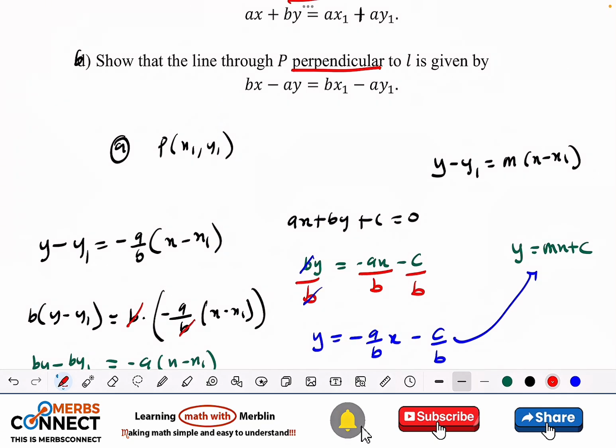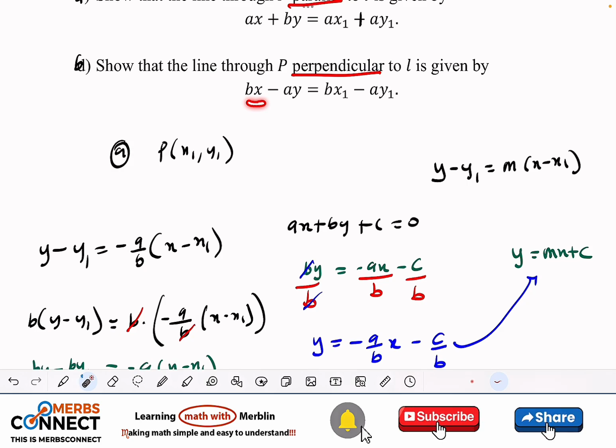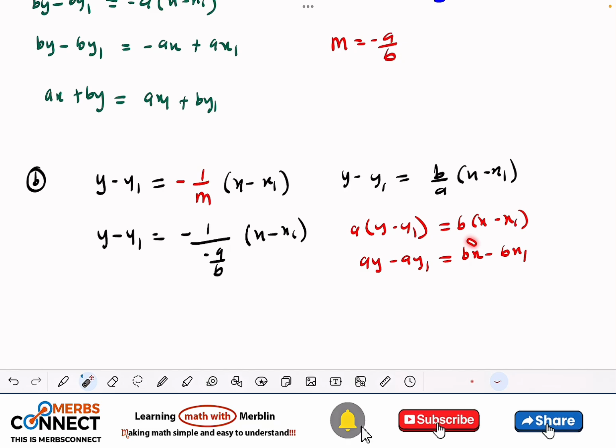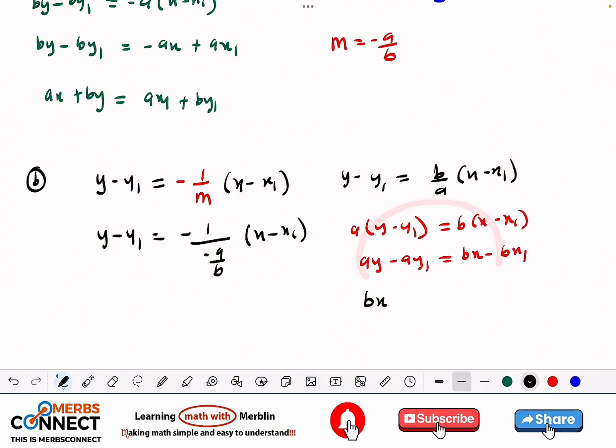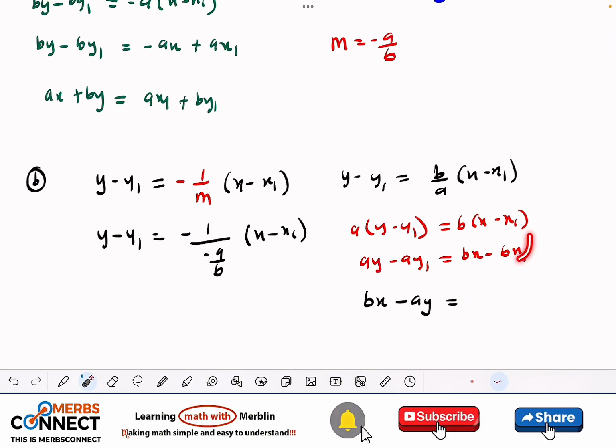Let's look at what they are looking for. So they are looking for bx minus ay first. So bx is here, so it stays there. So we are going to have bx. Then I move ay. When I move ay here, it becomes minus ay is equal to, now I need to move this one here. When I move this one, it becomes positive, so I'm going to have bx1. And this one is already here, so I'm going to have minus ay1.